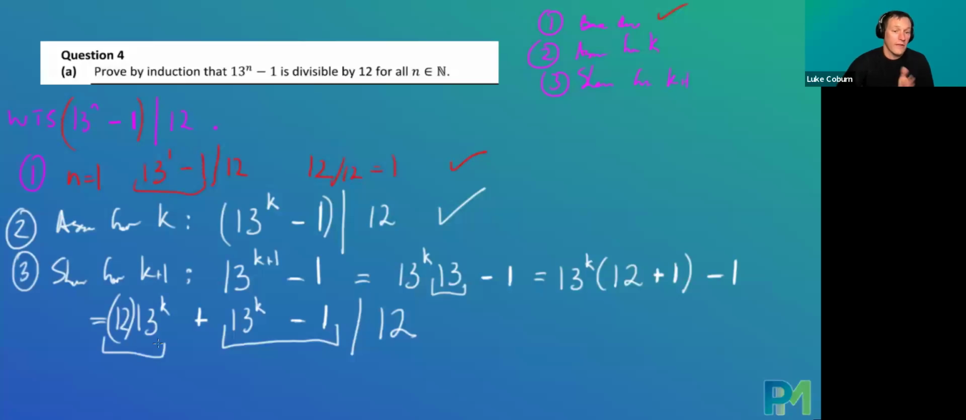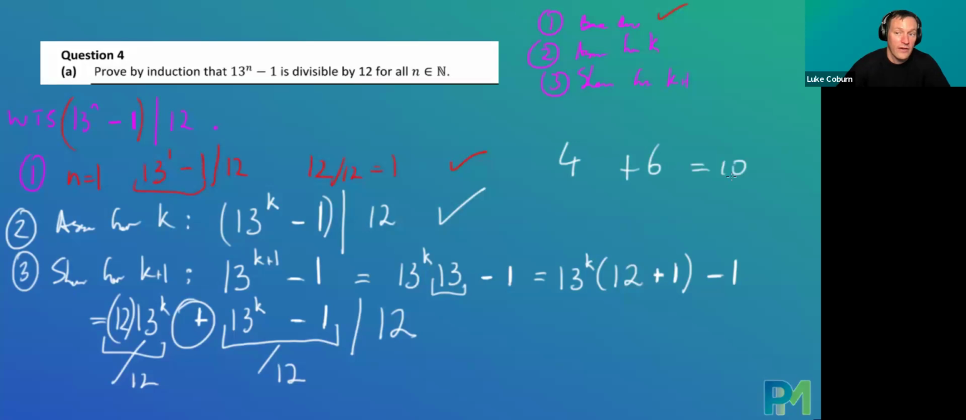And then look at this piece here. This piece is definitely divisible by 12 because it's multiplied by 12. So this piece is divisible by 12, and this piece is divisible by 12. We have two things that are added together that are both divisible by 12, so the whole thing is divisible by 12. Like we can say 4 is divisible by 2 and 6 is divisible by 2, so the sum will be divisible by 2.